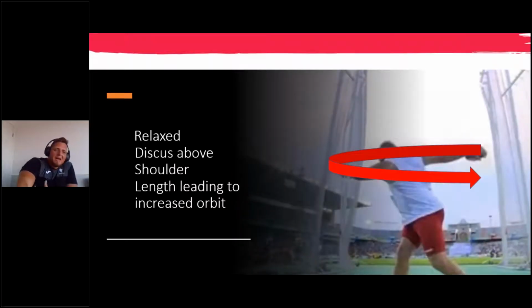Okay, so relax, discus above shoulder, length leading to increased orbit. I like the red arrow, which is where the discus is going to go. Why is the discus up, nice and relaxed with long arms? Because as soon as that discus drops, the orbit drops. We will come to what the orbit is over the next couple of slides, in case you are wondering. But we have just started at the backswing, and the backswing is really allowing that discus to open up, creating that separation and getting ready to increase the velocity of the throw.